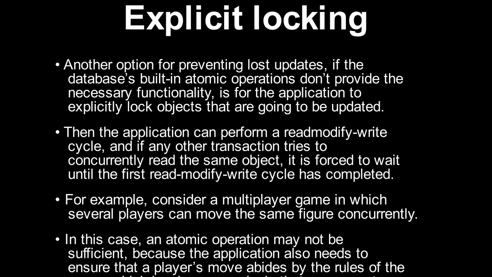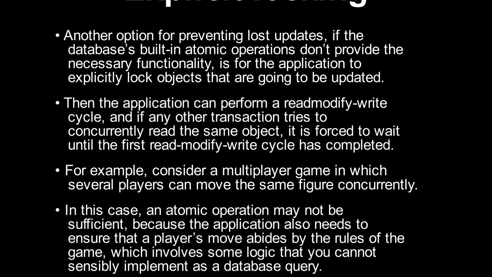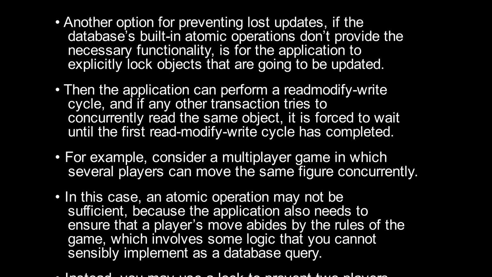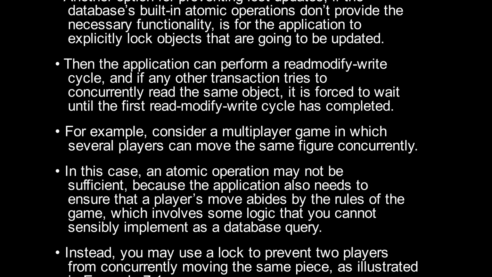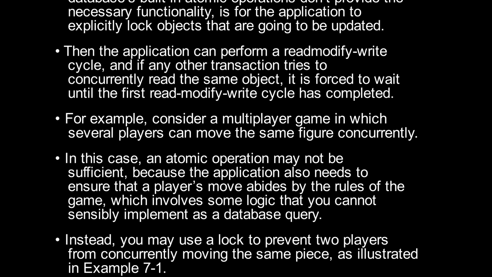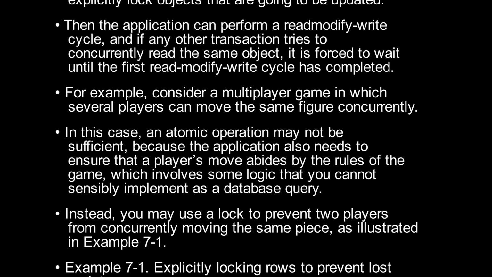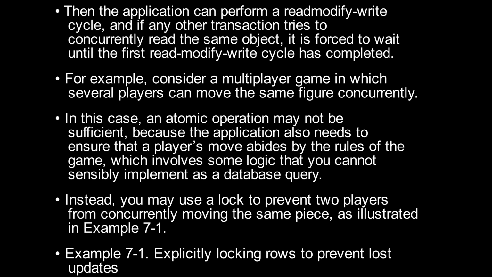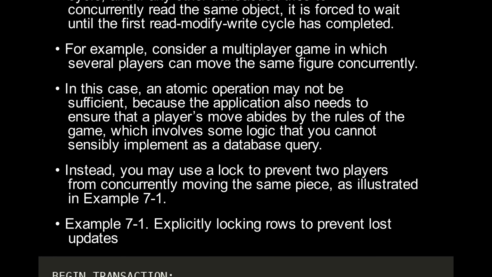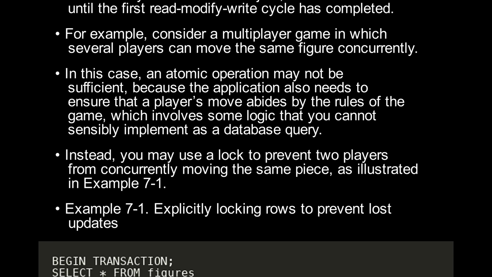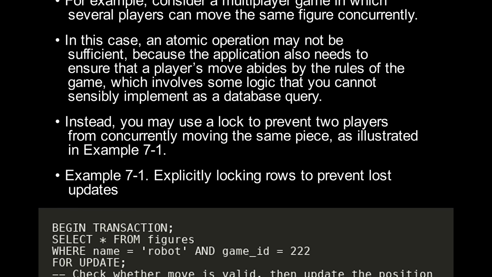For example, consider a multiplayer game in which several players can move the same figure concurrently. In this case, an atomic operation may not be sufficient, because the application also needs to ensure that a player's move abides by the rules of the game, which involves some logic that you cannot sensibly implement as a database query. Instead, you may use a lock to prevent two players from concurrently moving the same piece, as illustrated in example 7-1. Example 7-1. Explicitly locking rows to prevent lost updates.